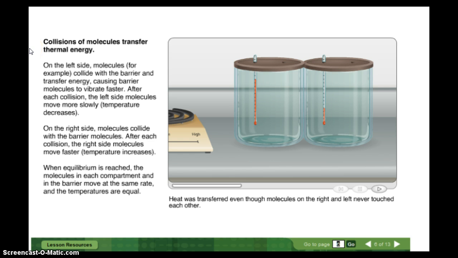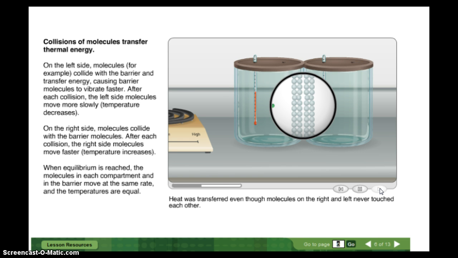Collisions of molecules transfer thermal energy. On the left side, molecules, for example, collide with the barrier and transfer energy, causing barrier molecules to vibrate faster. After each collision, the left side molecules move more slowly, or the temperature decreases. On the right side, molecules collide with the barrier molecules. After each collision, the right side molecules move faster, or temperature increases. When equilibrium is reached, the molecules in each compartment and in the barrier move at the same rate, and the temperatures are equal.